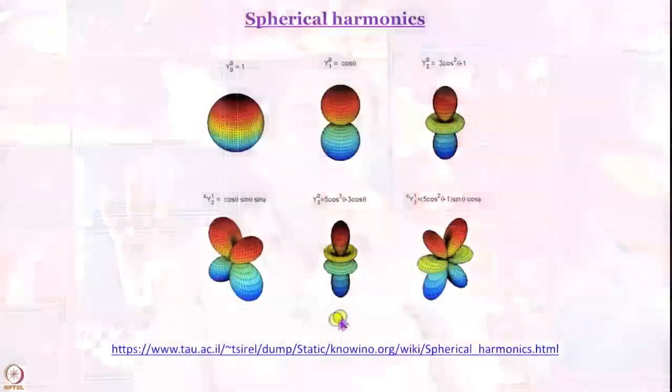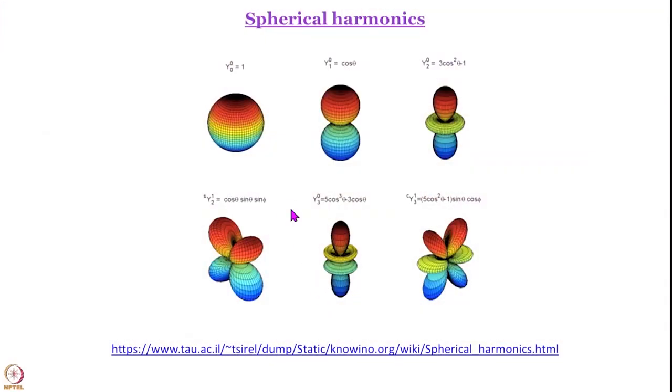Now, to conclude this discussion, let me show you from this link here the way spherical harmonics are usually designated in textbooks. You get these nice looking pictures where this is psi 0 0, that means j equal to 0, m equal to 0. That y rather is just equal to 1, you normalize it that way. Y 1 0 is cos theta, Y 2 0 is 3 cos square theta minus 1, that is what we have worked out. Y 2 1 is cos theta sin phi. So, here this phi term also comes into play.